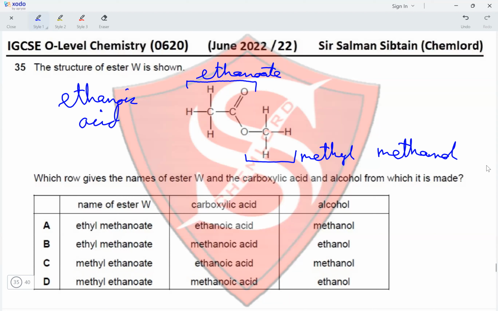So the name of the ester is methyl ethanoate, which eliminates options A and B. The name of the carboxylic acid is ethanoic acid, which eliminates option D. And the name of the alcohol is methanol, which is also true in option C, making C the correct option for this question.